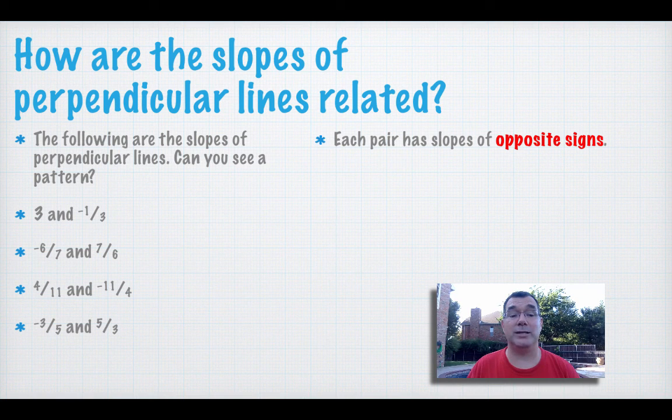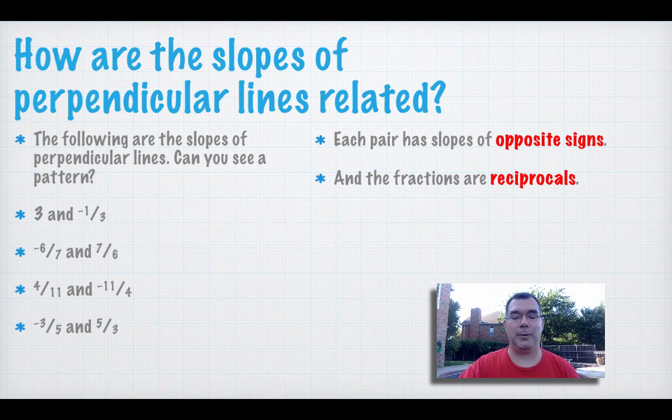First of all, I notice that the slopes have opposite signs. One of them is positive and one of them is negative every time. Also, I notice that the fractions are flips of each other, or reciprocals of each other. They're flipped upside down. Even that 3 at the very beginning, remember 3 can also be written as 3/1, and that gets flipped upside down to make 1/3, which then becomes negative to make it perpendicular.